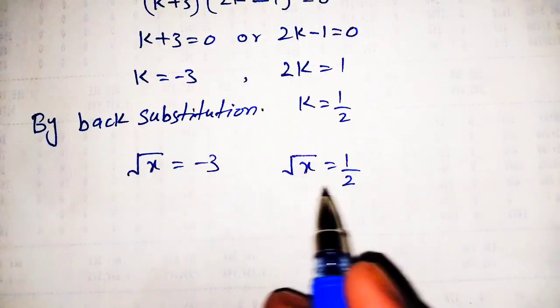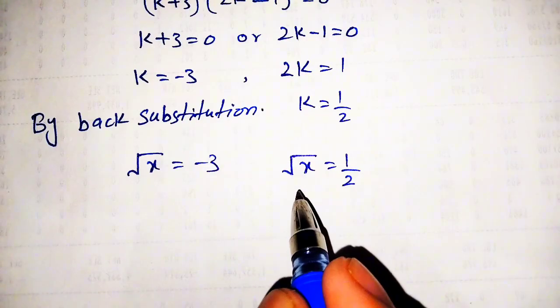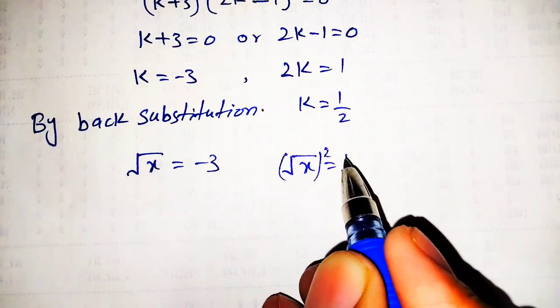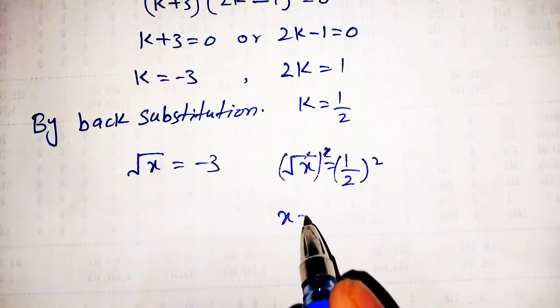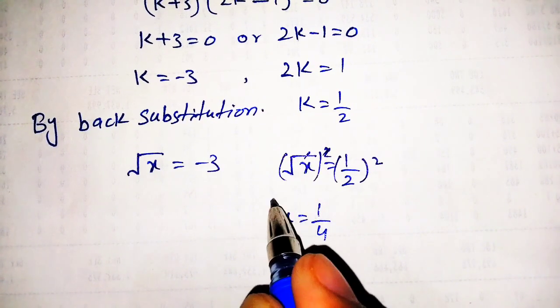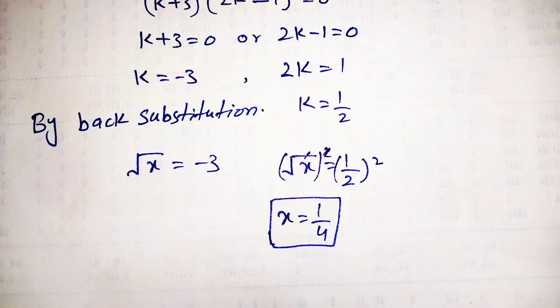From this we can find the value of x by taking square on both sides like this. This square will be cancelled out with this and we will get x is equal to 1 over 4, which is the final root of the given equation.